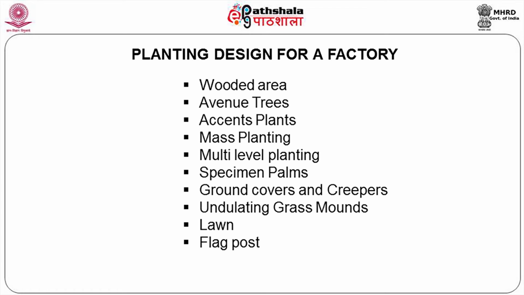Then planting design for a factory. Normally the planting will be designed in such a way that you have a wooded area, avenue trees, accent plants, mass planting, then multi-level planting for visual connectivity, specimen plants for attraction, ground covers and creepers for visual connection again, and undulating grass for mounds. Even if you have a smaller area, if you create undulating lawns or mounds, you feel you have more area available. Plus you have flag posts, fountains and other things like that. So this is the planting concept.